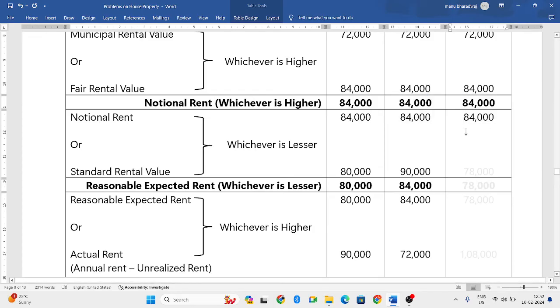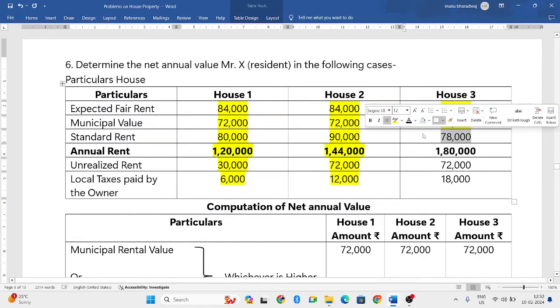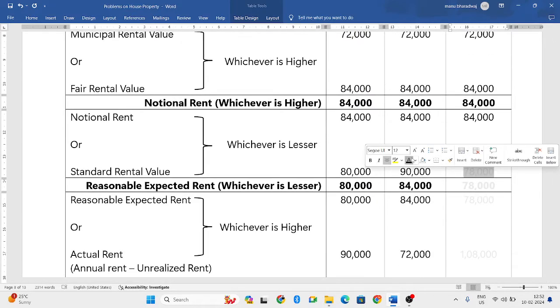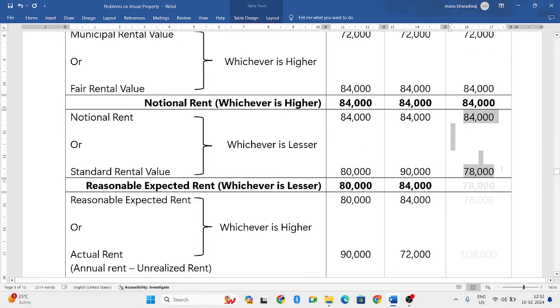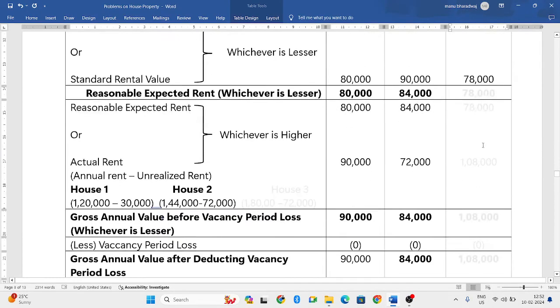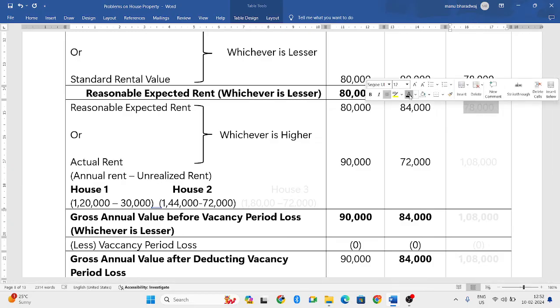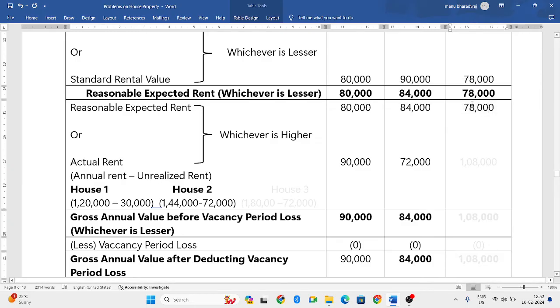That notional rent should be compared with standard rental value. In the question, they have given that standard rent is 78,000. So I will write that 78,000 here. I'll compare both of them, 84,000 and 78,000. Whichever is lesser, 78,000 is lesser. That 78,000 will be considered as reasonable expected rent. So we have found out the reasonable expected rent. That will be compared with actual rent.